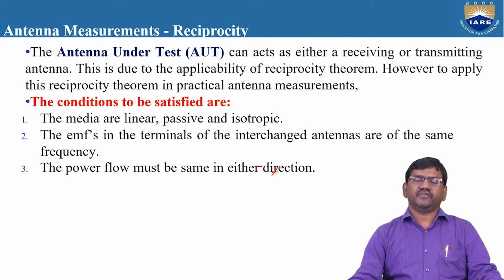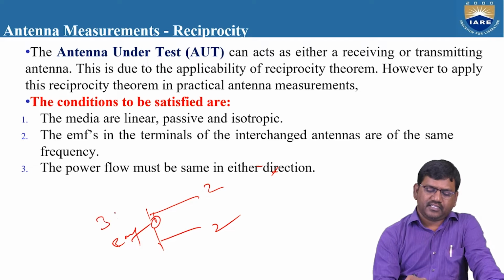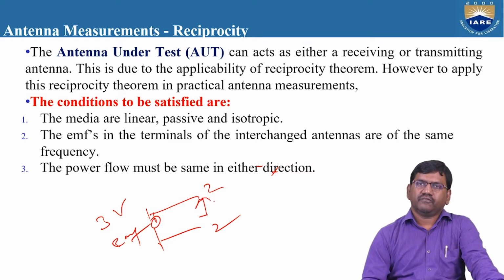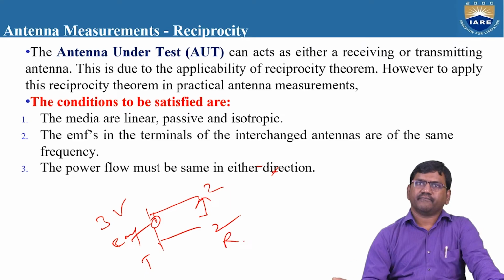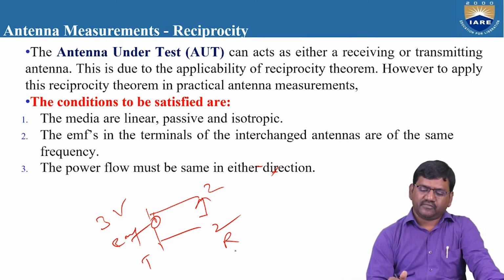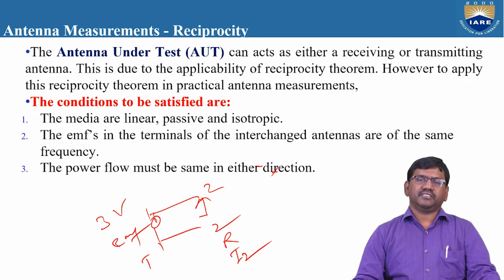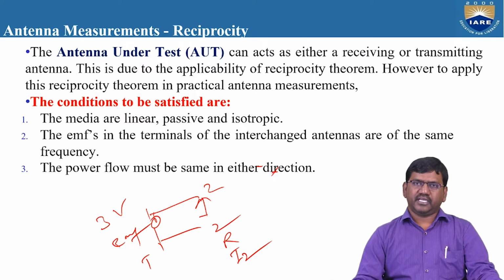We need to apply the same EMF which we used when we performed the experiment in case 1 and case 2. Suppose, for example, these are terminals 1 and these are terminals 2, and some EMF, electromotive force, is applied here. Let us say 3 volts of EMF is applied here. And we need to calculate the current at the terminals of antenna 2. Let us say this is the transmitting and this is the receiving antenna. Now let us calculate the current. What is the current at the terminals of antenna 2, I2? So I2 represents the current observed at the terminals of antenna 2 due to the radiation from the transmitting antenna 1.